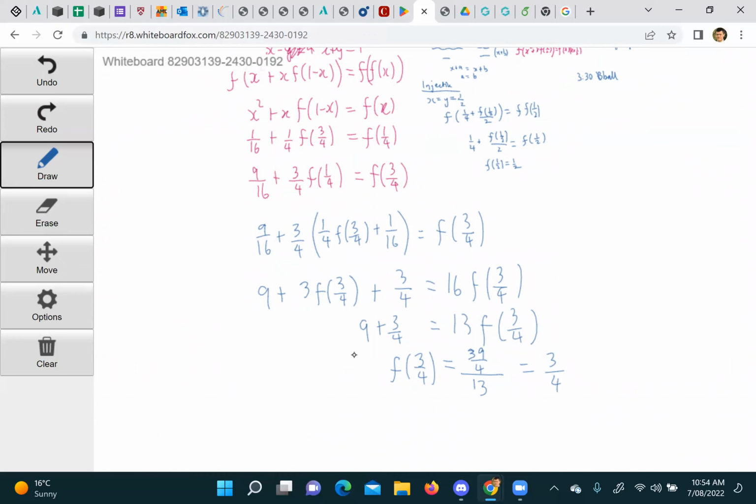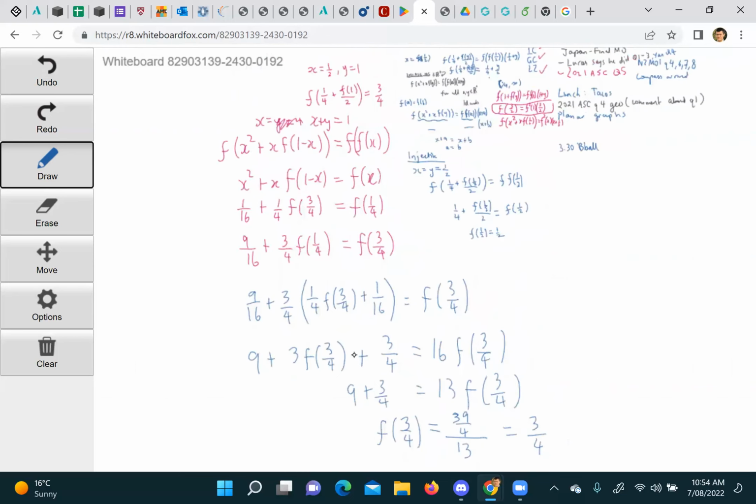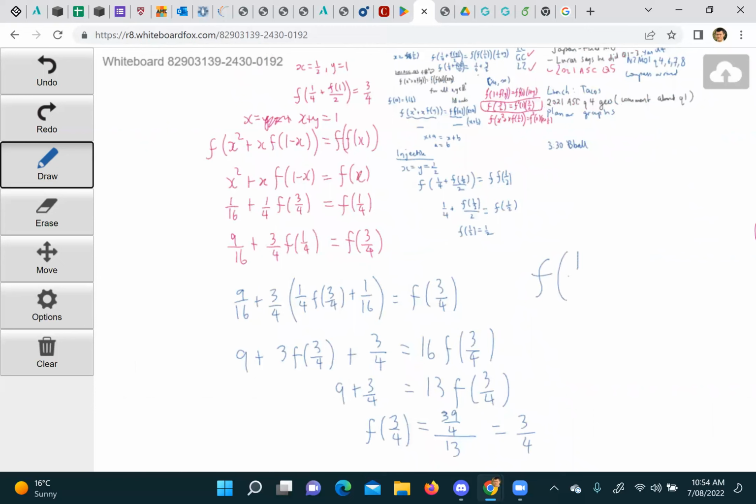f of a quarter plus a half f of y is equal to a quarter plus a half y. That's what we found when we substituted x equals a half. Equals 3 quarters, right? Wait, hang on, I think it was f of 1. It was 1 on 2, f of 1 on 2 is 3 quarters. Oh, okay. Yep.